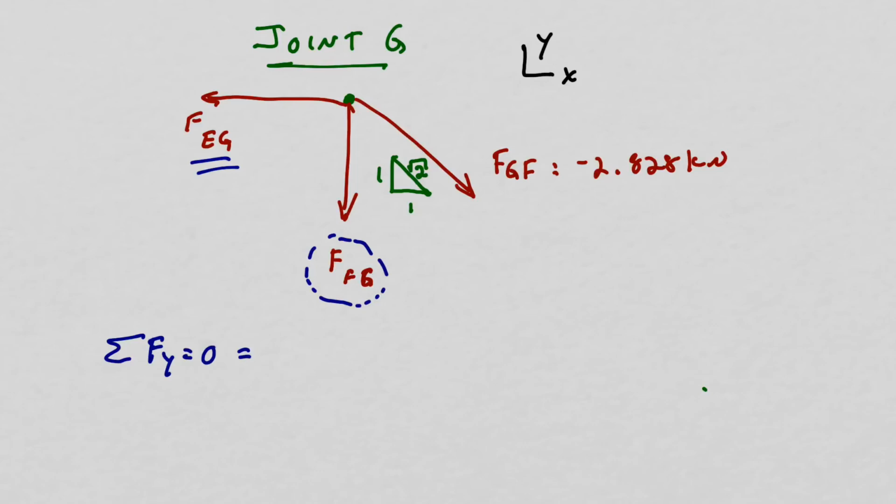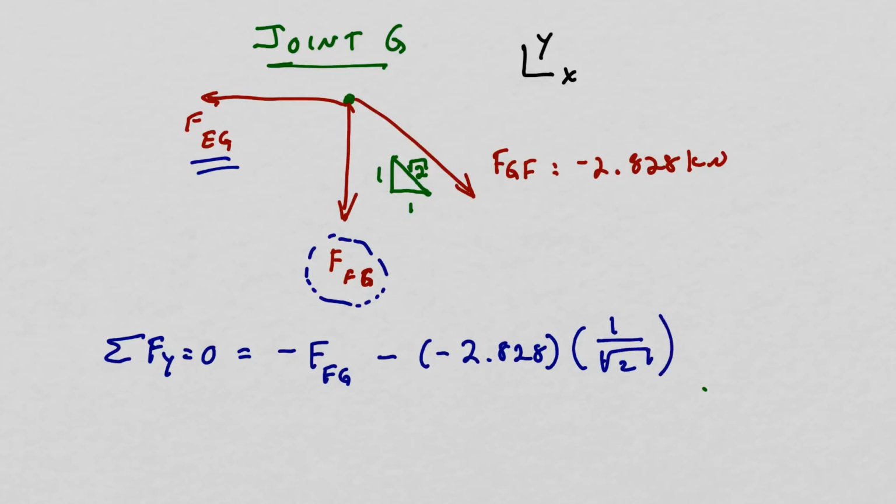And in the y direction, we have a minus FG minus our minus 2.828 times the component, right? The component is 1 over the square root of 2. If we solve for that, we will get FG is equal to 2 kilonewtons.